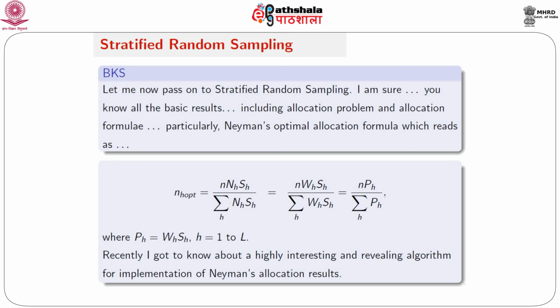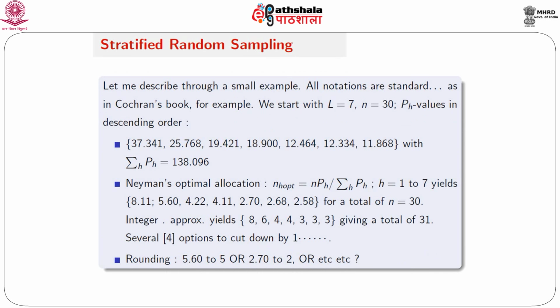Recently I got to know about a highly interesting and revealing algorithm for implementation of Neyman's allocation results. That is what I wanted to discuss. So, let me describe it through a small example. All the notations are standard, you will find them in Cochran's book, for example.